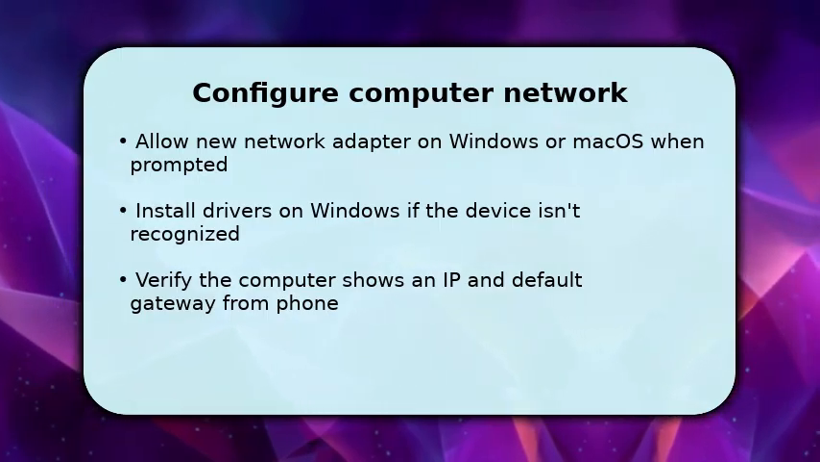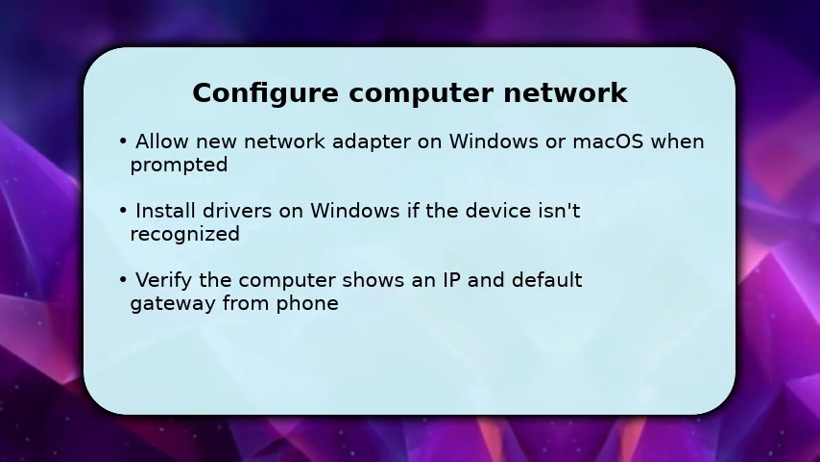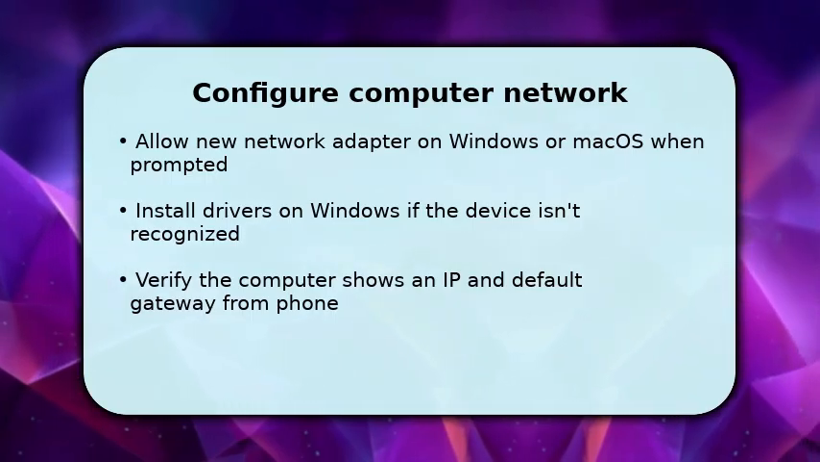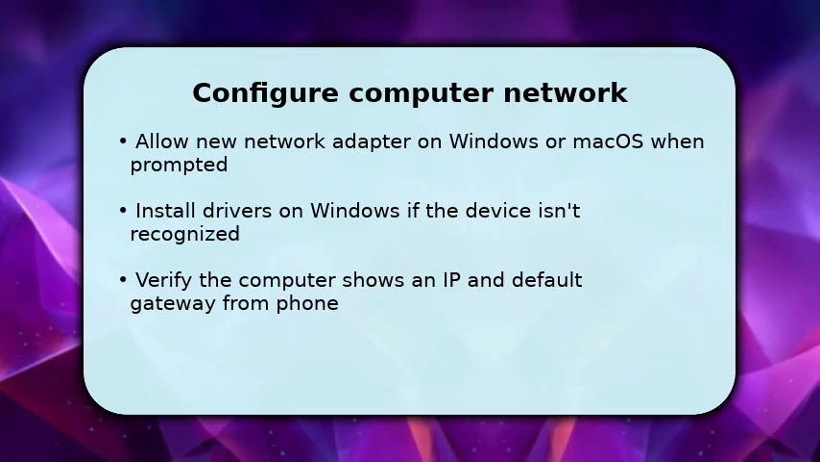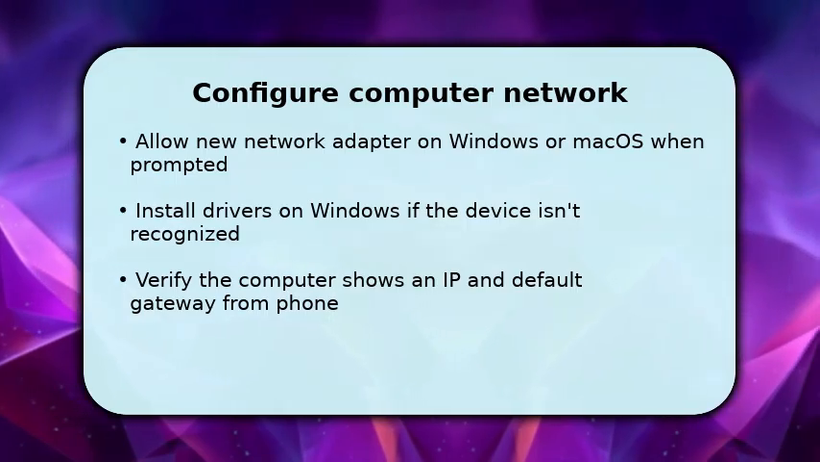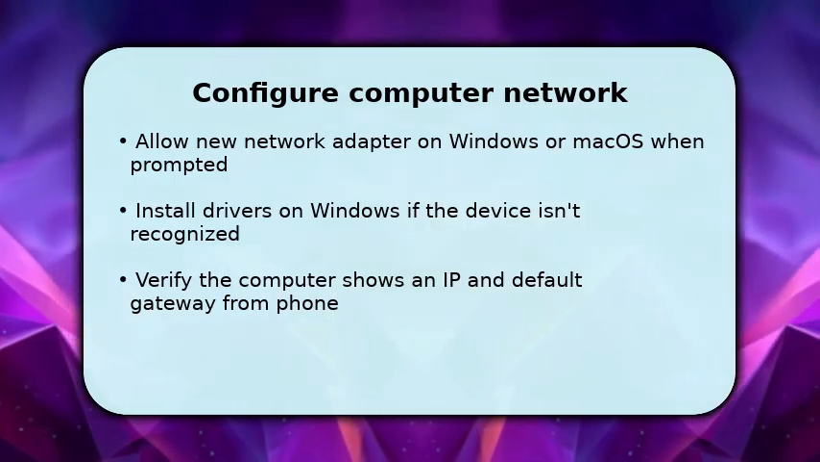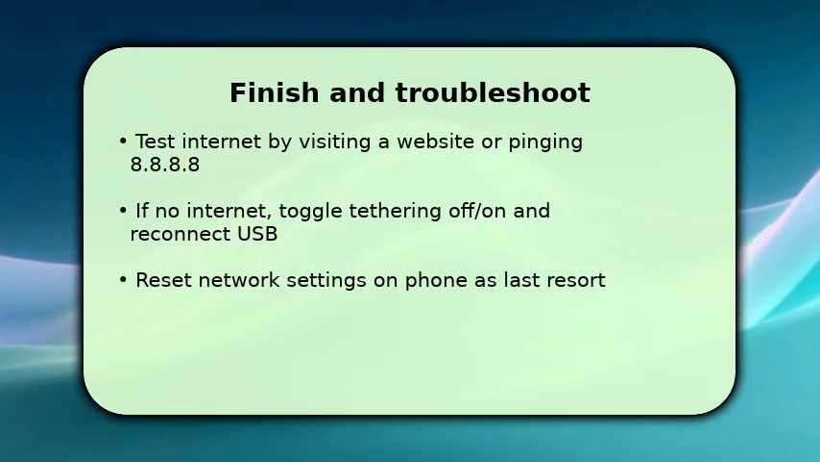Make sure the adapter has an IP address assigned by the phone and that the default gateway points to the handset so internet traffic routes through the cellular link. To finish, verify connectivity by loading a web page or pinging an IP. If it works, you are done.